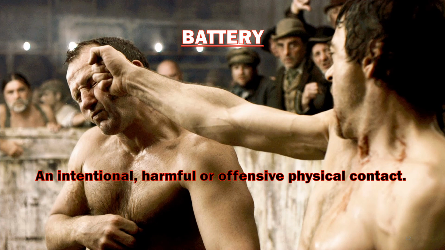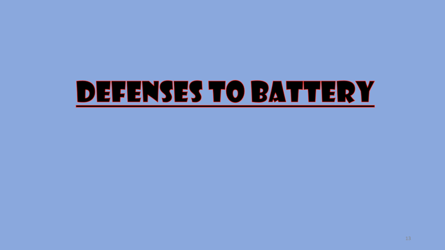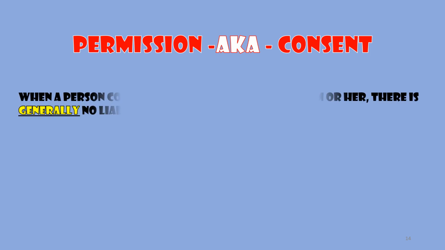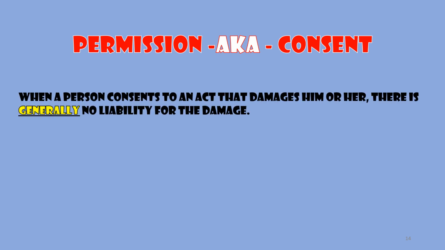Now, battery, once again, is an intentional, harmful, or offensive physical contact. So, are there any reasons why you might have to batter somebody? The answer is definitely yes. So let's talk about the defenses to battery. Defense number one is permission, permission, permission, aka consent. When a person consents to an act that damages him or her, there's generally no liability for the damage.